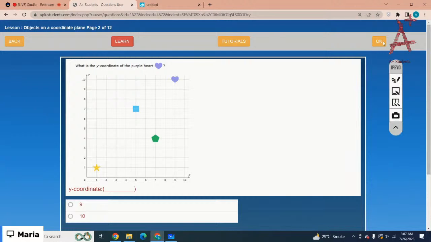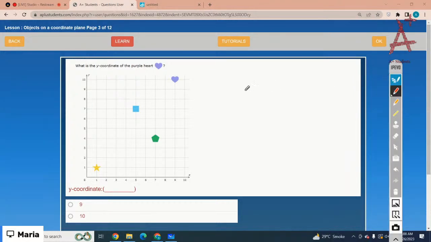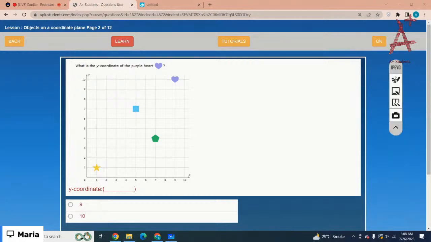Okay, what is the y coordinate of the heart? Just match it to the y axis. The heart matches to 10. So that means the correct option is: the y coordinate of the purple heart is 10. So the correct option is 10. The y coordinate of the purple heart is 10.